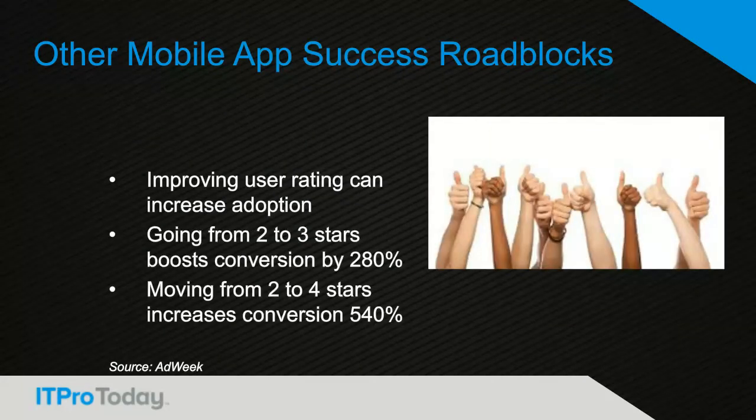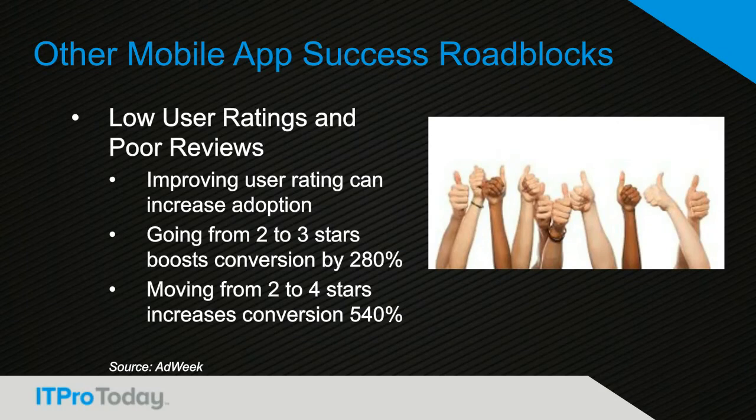Improving the user rating can increase adoption and conversion. Going from 2 to 3 stars boosts conversion by 280%, and going from 2 to 4 stars can increase conversion 540%. That's from Adweek.